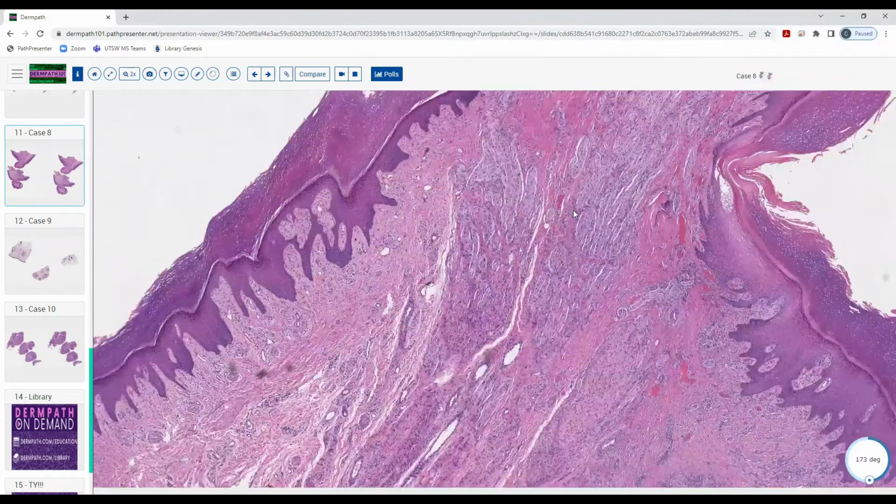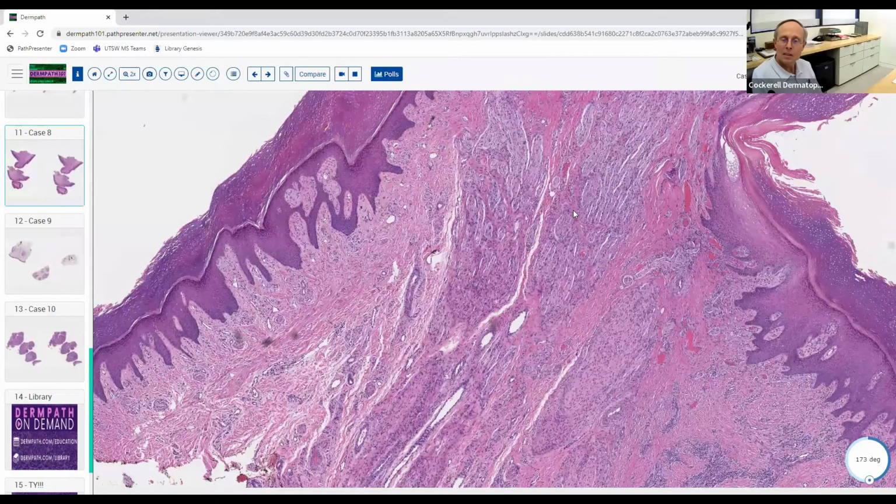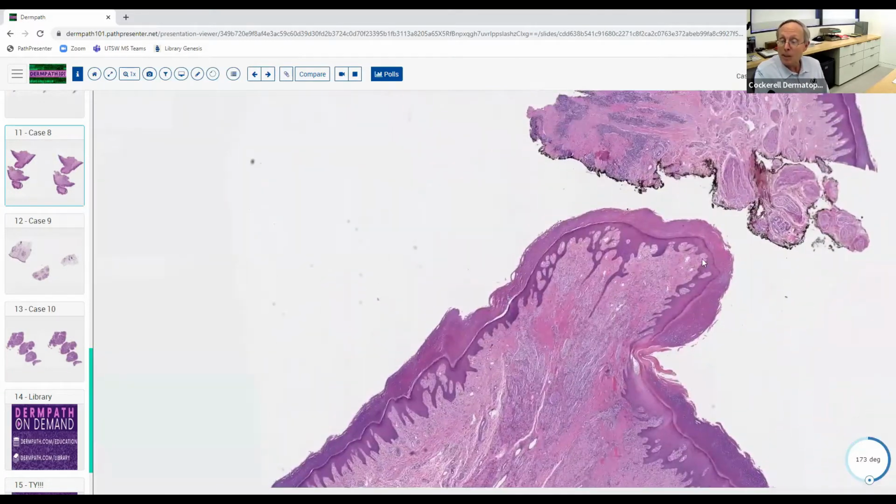So what else? Could this be like an accessory digit? Yes, it's exactly what it is. It's an accessory digit. And what happens is those things get amputated, usually in utero, and the cartilage and all that kind of stuff goes away. And what you're left with at birth is this little pedunculated papule.